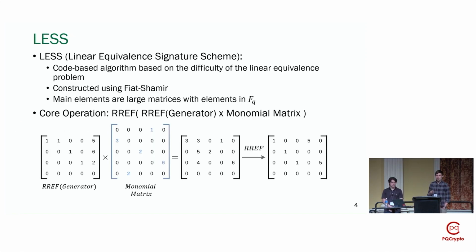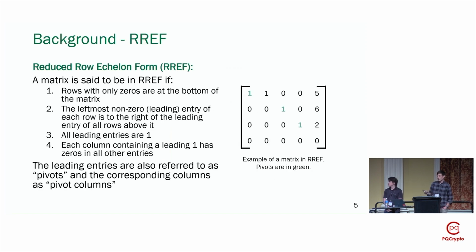So LESS stands for the linear equivalence signature scheme, which is based on the linear equivalence problem, which is used to construct an identification protocol and then convert it to a signature using Fiat-Shamir. So the main functional elements that you're working with are large matrices with elements modulo a medium-sized prime q. And then the core operation is the multiplication of a generator times a monomial and conversion back to the reduced row echelon form.